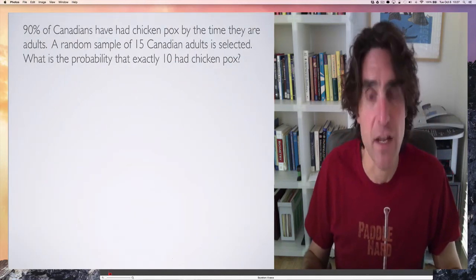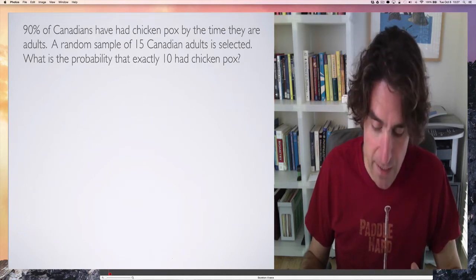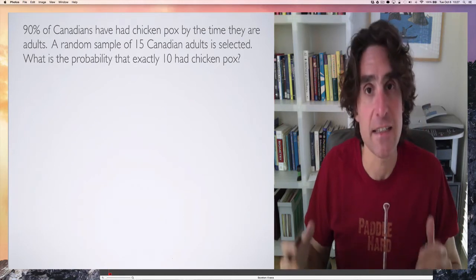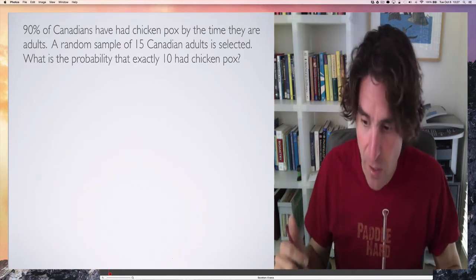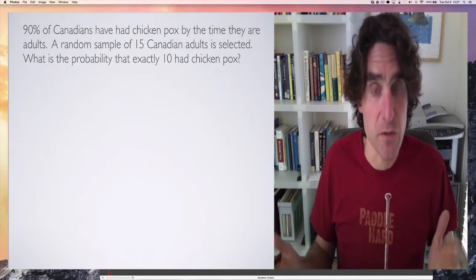90% of Canadians have had chickenpox by the time they are adults. A random sample of 15 Canadian adults are selected. What is the probability that exactly 10 had chickenpox? Well, we can model this as a binomial distribution.